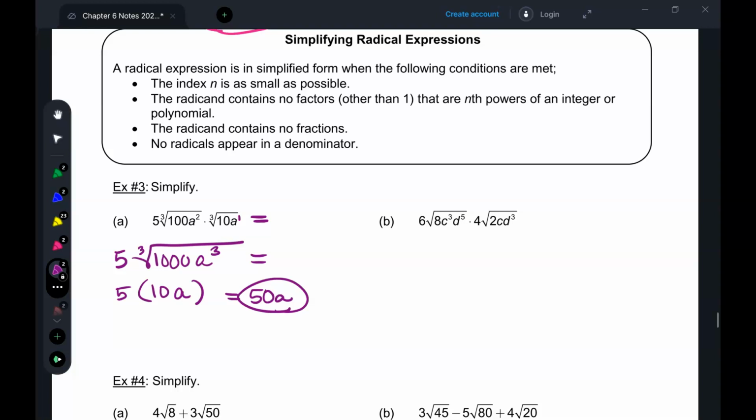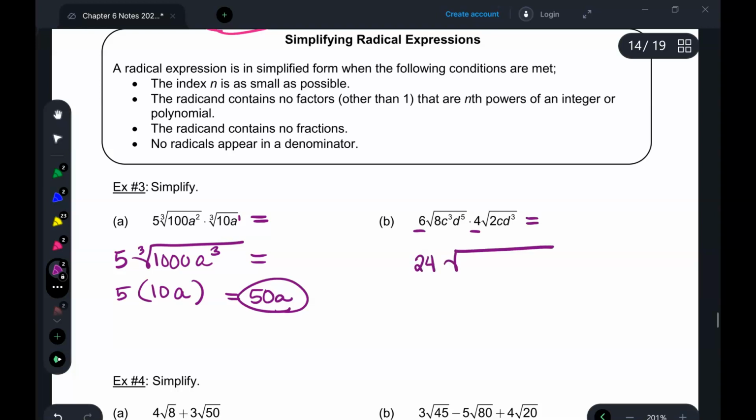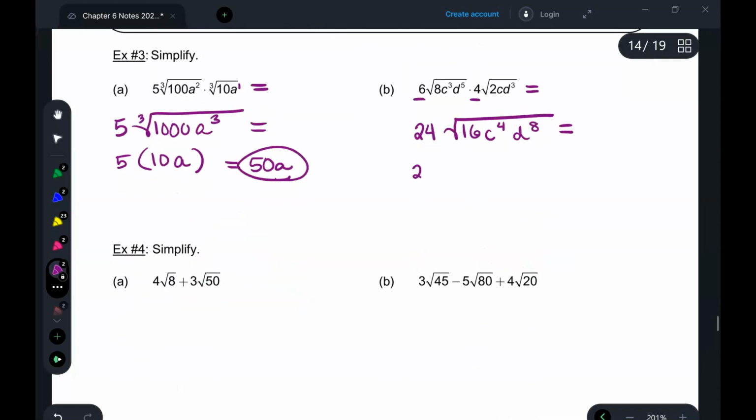So first of all, I see a 6 and a 4. Those are outside, so those are just going to get multiplied together. And then this one's actually easier. It's a square root. Okay. Numbers always get multiplied. The exponents get added. So 8 times 2 under the radical gives us 16, c to the fourth, good, d to the eighth. And luckily, I believe that all cancels for us.